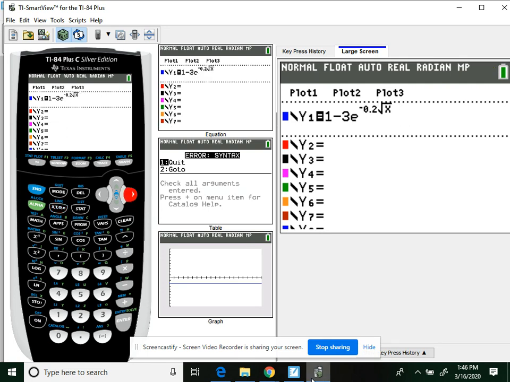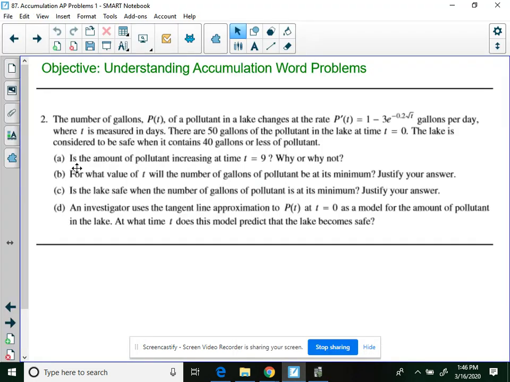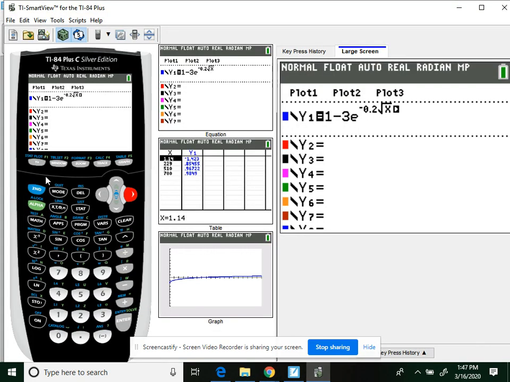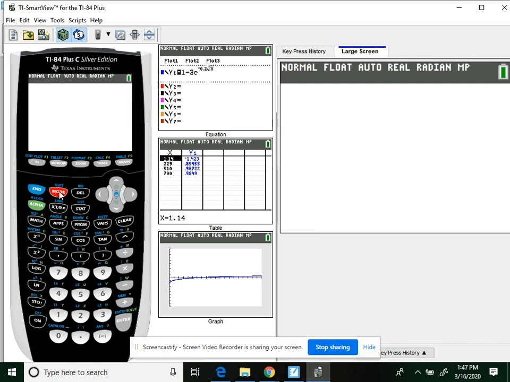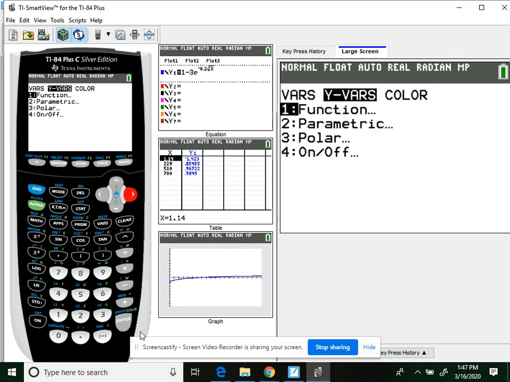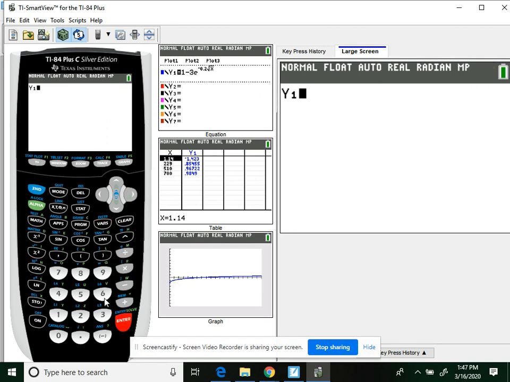Alright, so for A, is the amount of pollutant increasing or decreasing? We just needed to plug into the derivative. There are a lot of ways to do this. I like using the main screen, it's just out of habit. So I need my y1, where I put the rate of change of the pollutant, y1 of 9. Is it 9? Yeah, 9. So that's my answer. It's negative, so that means we are actually decreasing. So that is not true.